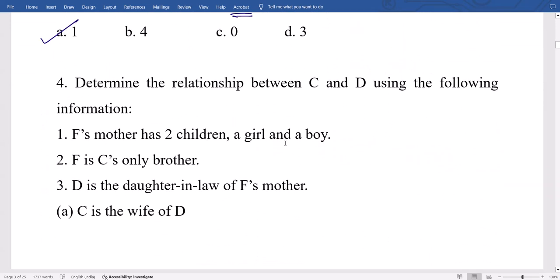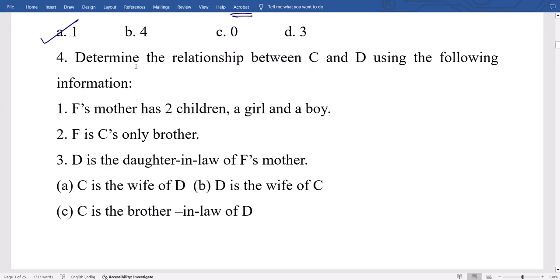Now let us see the next question related to blood relation. Here C and D relationship we need to obtain. What is the relation between C and D? F's mother has 2 children, a girl and a boy. F is girl or boy, we don't know. There are 2 children, fine. F is C's only brother. Now we can understand F is male, C is female. F and C are brother and sister.